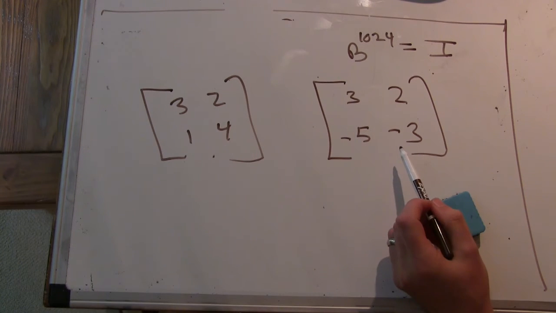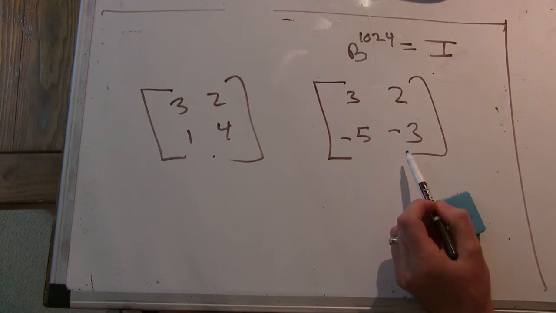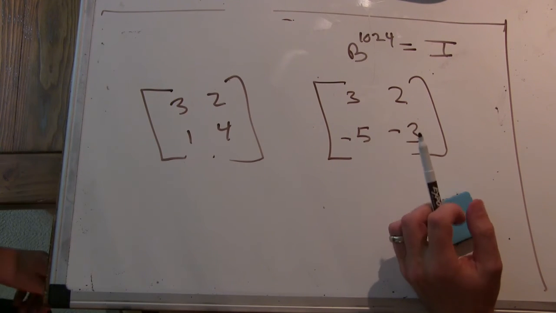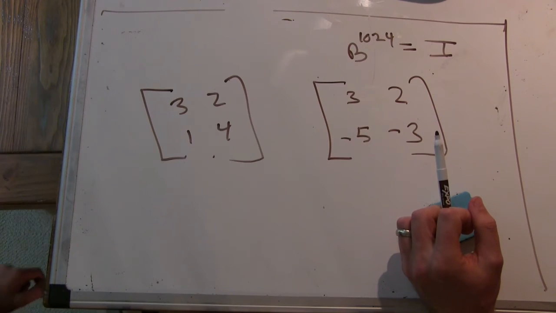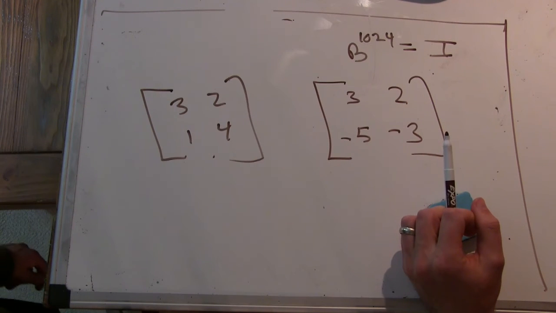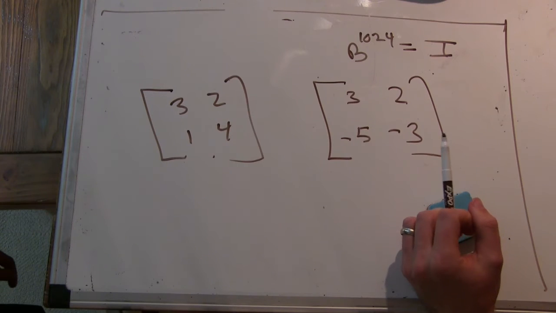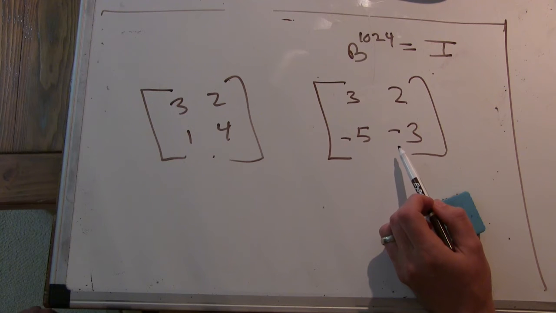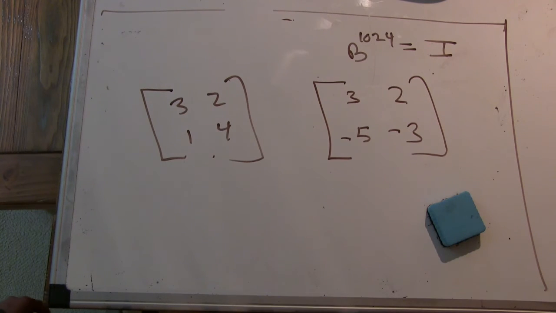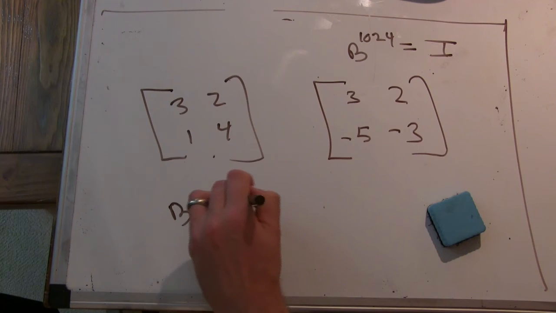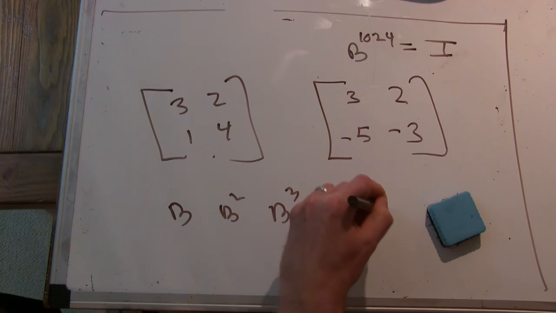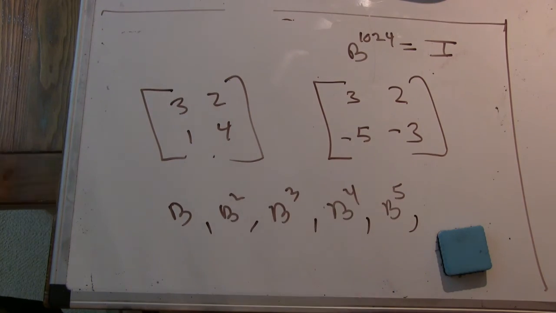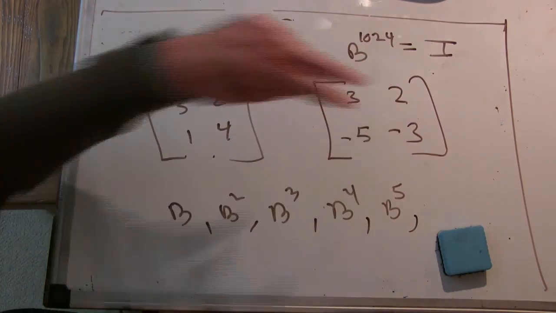What do you think is going to happen as I take powers of this one? Well, you think it would just kind of bounce around, like between large and large negative, but it doesn't. If I take B squared, B cubed, B to the 4th, B to the 5th, etc., it eventually starts looking more and more like the identity matrix. So these terms go to 1 and these terms go to 0.